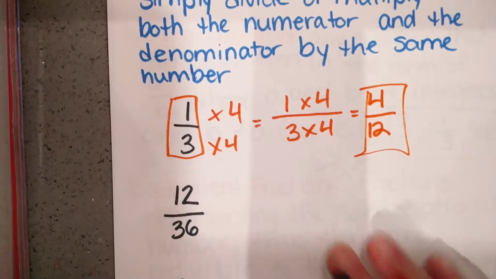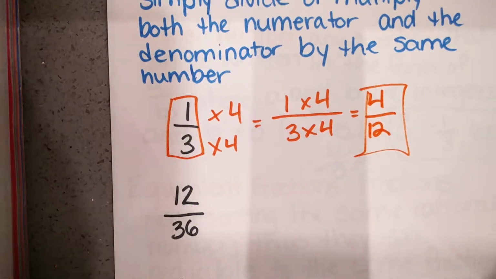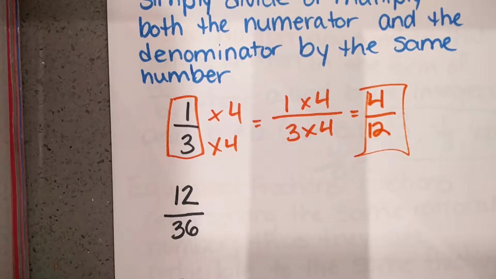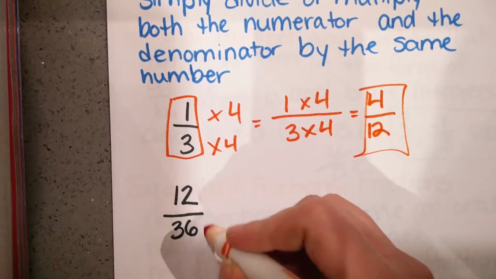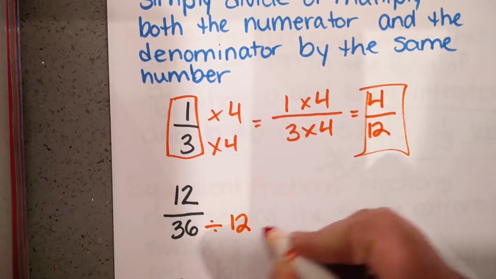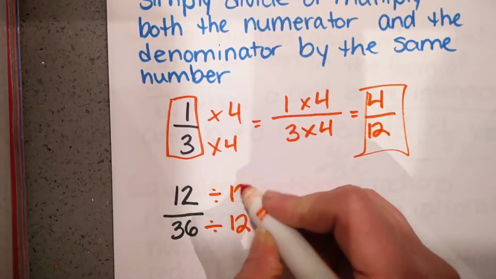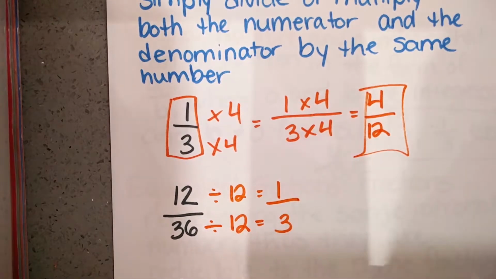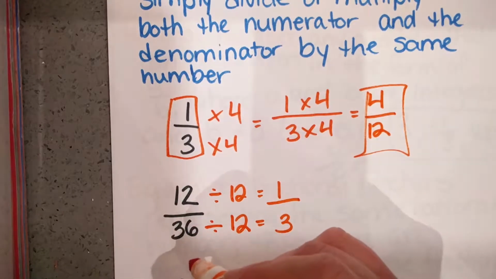If I have the fraction 12 over 36, I could multiply to find an equivalent fraction, but if I look at the numbers 12 and 36, I can easily tell that they are from the same family. For example, I can divide 36 by 12, which gives me 3. I can also divide 12 by 12, which will give me 1. So I can say that 1/3 is equivalent to 12 over 36.